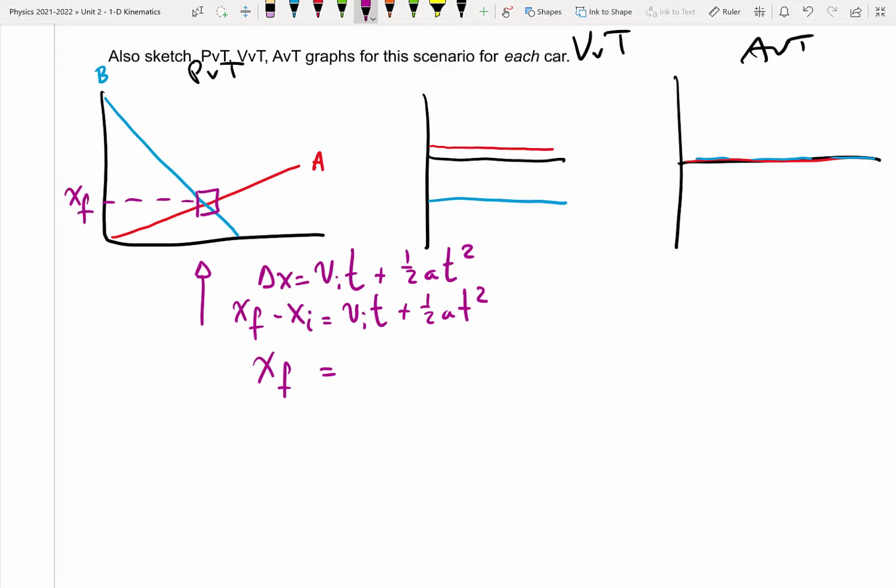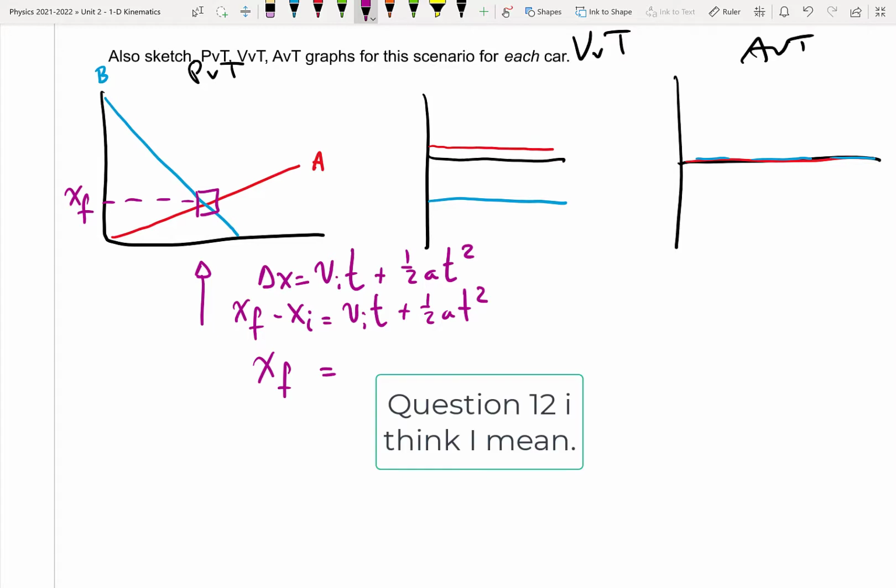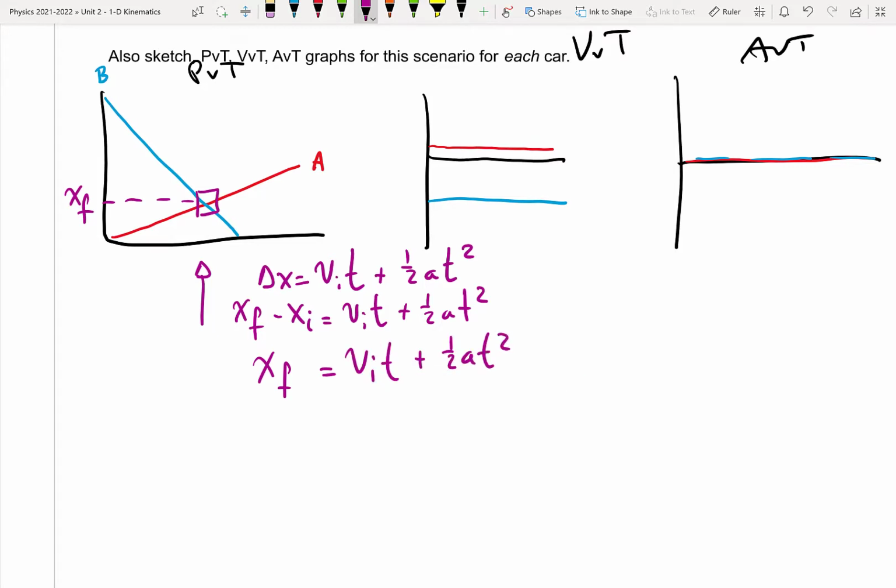This is true for the next question and for question 9. It can also be used for question 10. So I have v_i t plus 1/2 a t squared, excuse me, plus initial position. Okay.